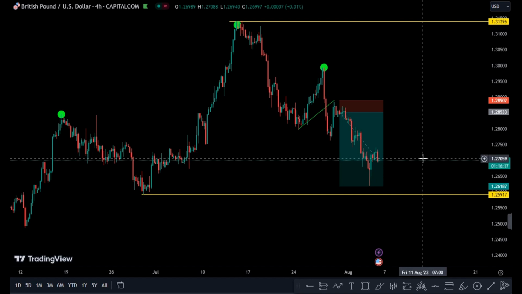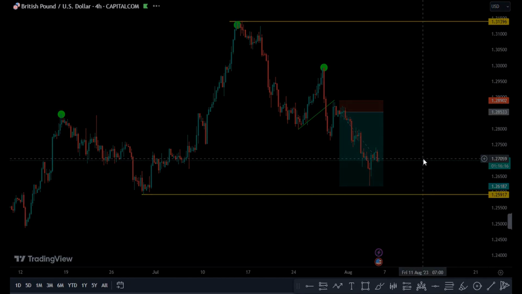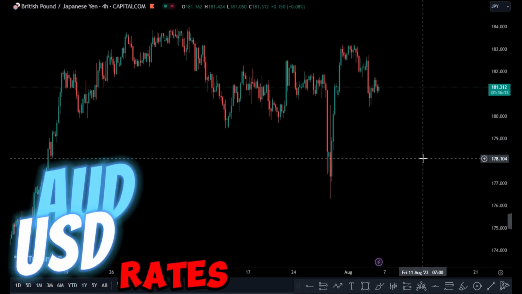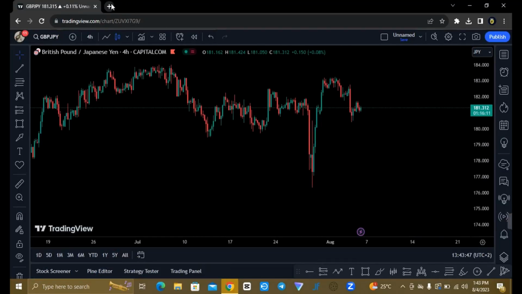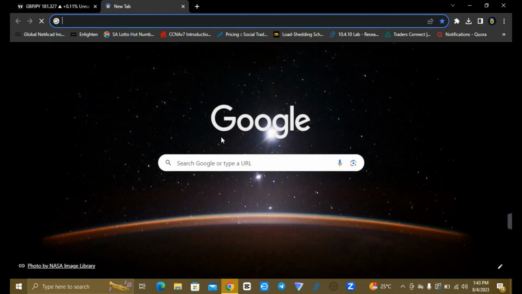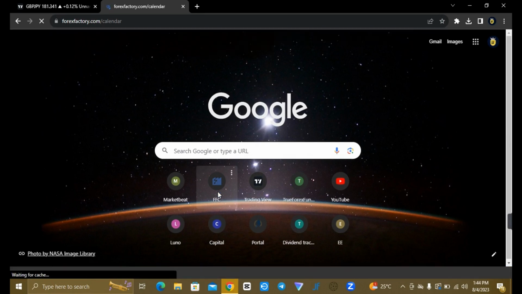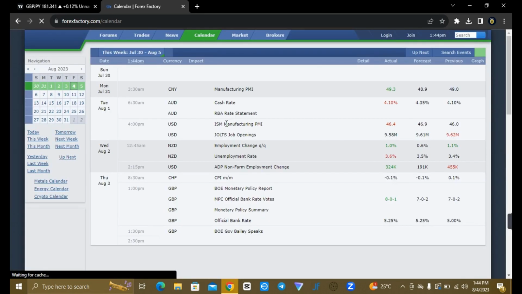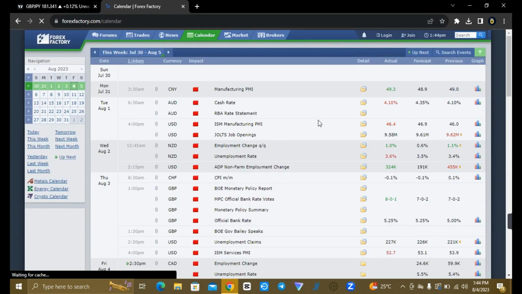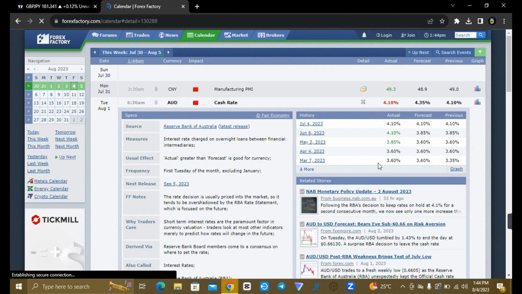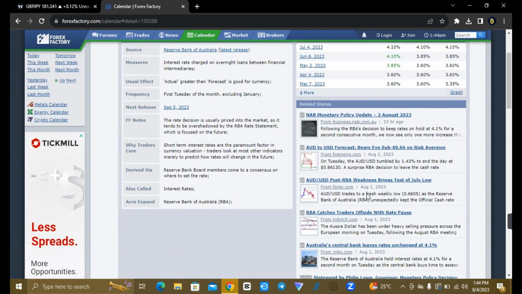AUD USD, and it was the interest rate of AUD USD. Okay, so let's go to our fundamental calendar so that I can try and break it down just a bit for you as to how we used both the fundamentals and the technical to get a proper sentimental analysis that ended up giving us the 180 pips as well. Okay, so this was our rate decision.